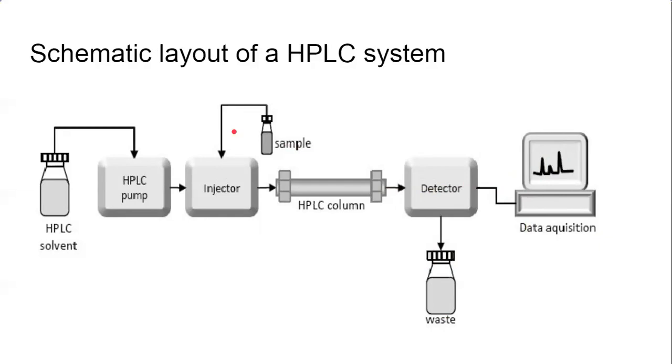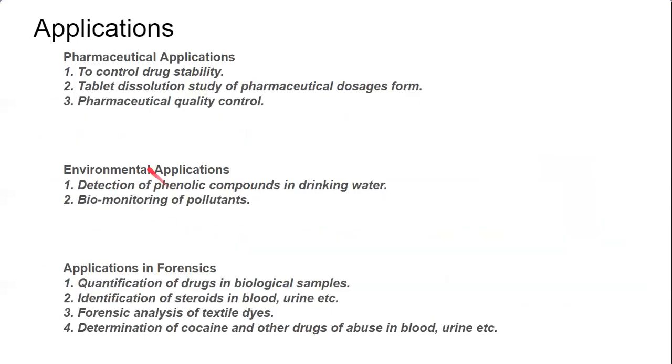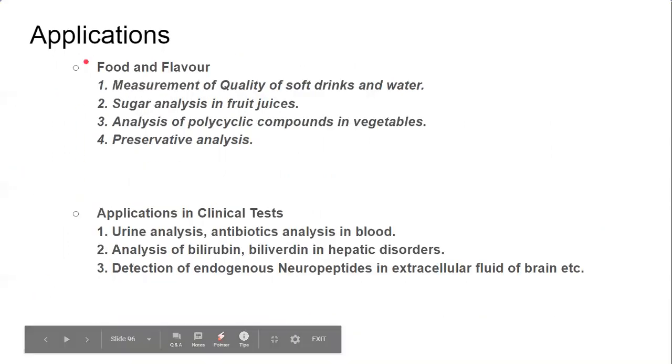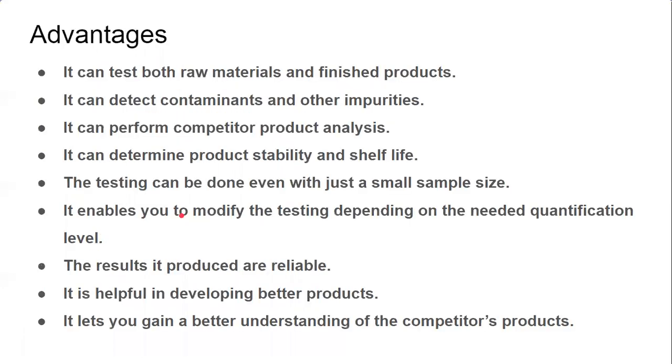So this is about the schematic diagram of HPLC and the functions of the instruments. And next is applications. This technique is widely used in pharmaceutical, environmental, forensic science, food industry, as well as in pathology and clinical lab industry. So these are the advantages.